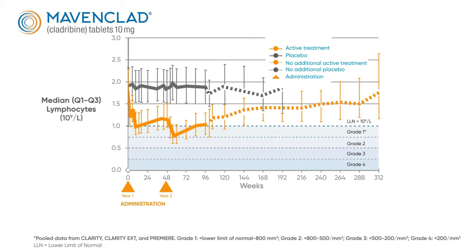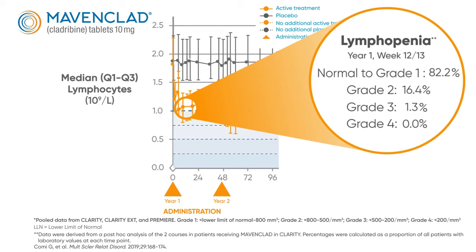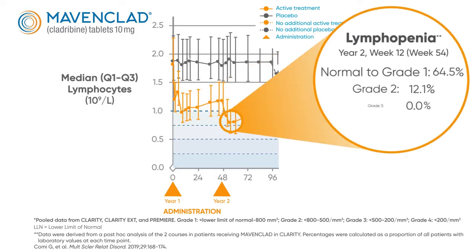In patients treated with MAVENCLAD 3.5 mg per kilogram as monotherapy, lymphopenia was mostly mild to moderate. In a post-hoc analysis, the lymphocyte levels reached nadir at week 13, where 1.3% of patients had grade 3 or 4 lymphopenia, while 82.2% remained at normal to grade 1. For the second treatment year, lymphocyte levels reached nadir at week 54, with 6.7% of patients in a grade 3 or 4 lymphopenia and 64.5% at normal to grade 1.